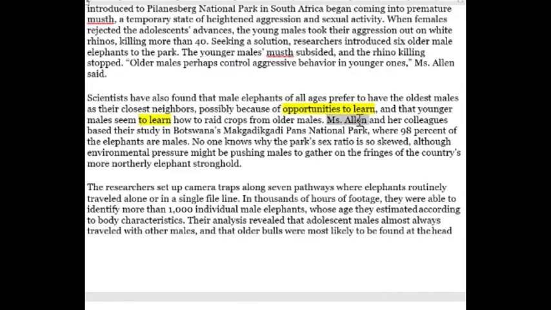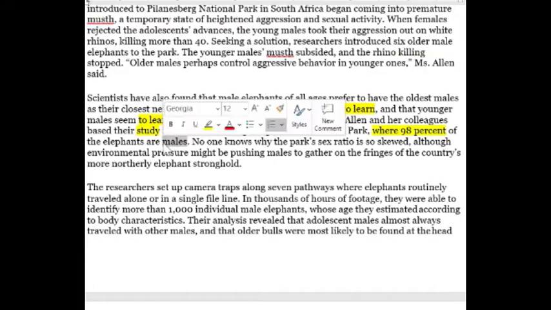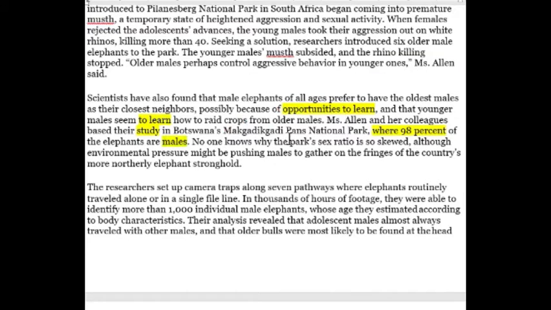But we also have a proper noun, a name of a researcher, and a study. And we also get 98% of the elephants are males. And also, we seem to have this idea about the sex ratio or the number of males repeated again.